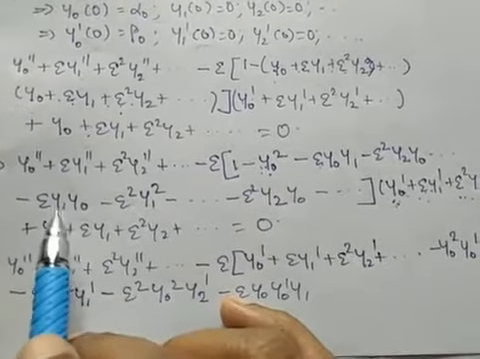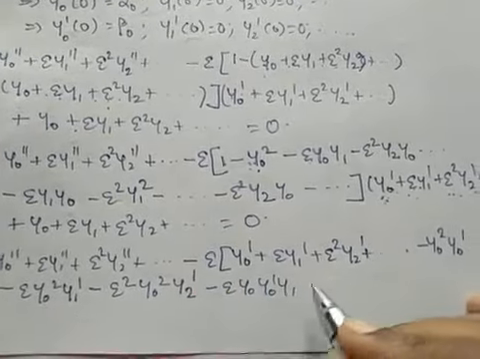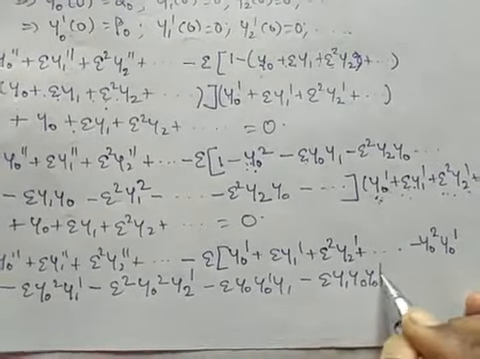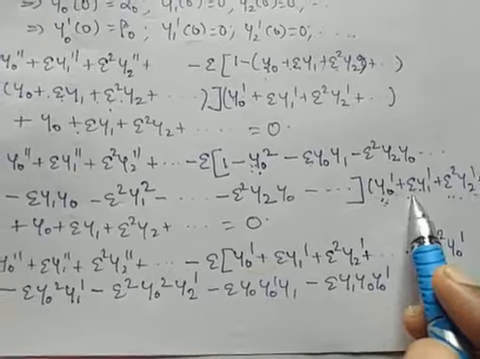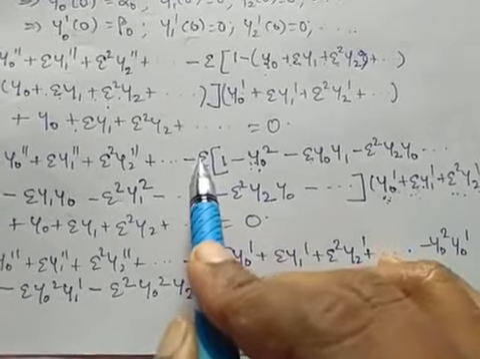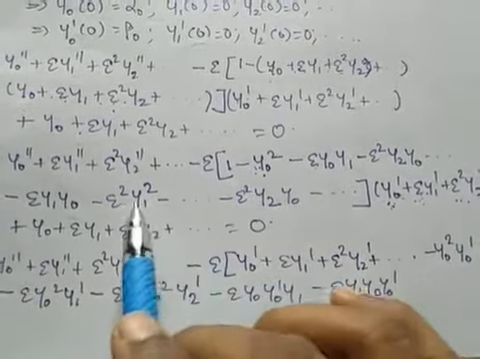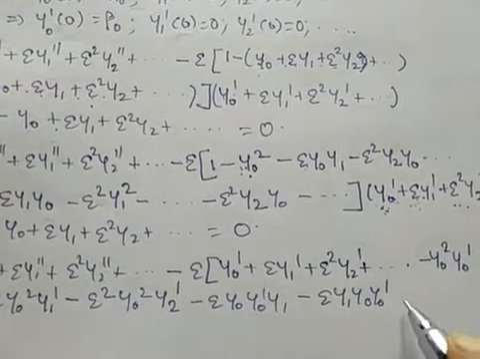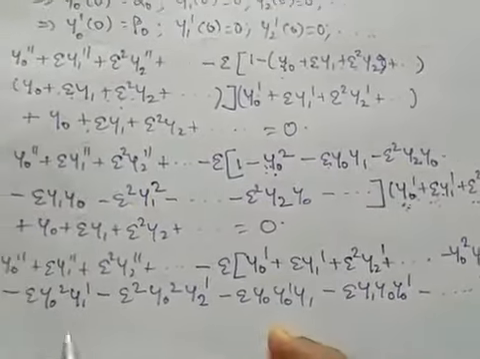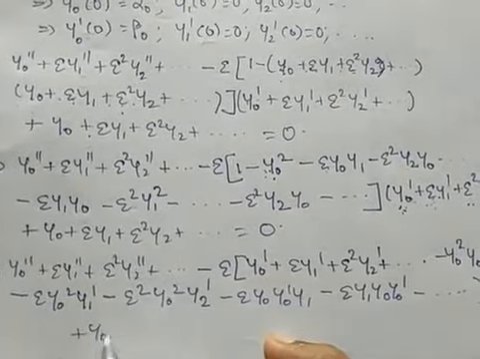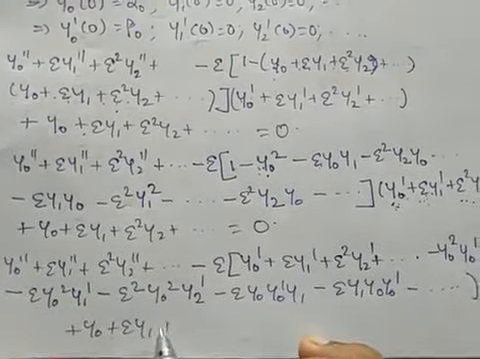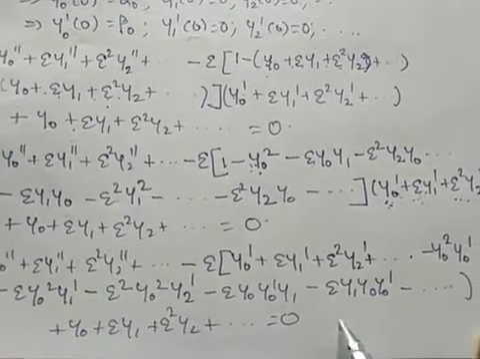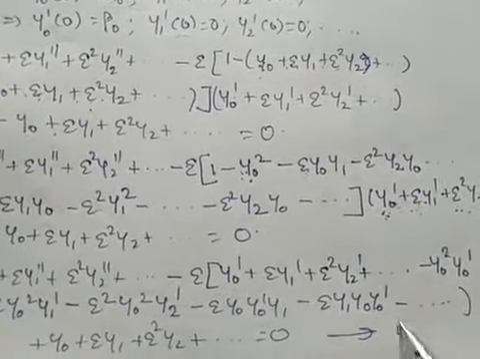Coming to this place, minus epsilon into y1, y0, y0 dash. Epsilon into epsilon will become epsilon square, and then this will become epsilon cube. So all other terms will become higher powers of epsilon. So etc. plus y0 plus epsilon y1 plus epsilon square y2 plus etc. equal to 0. This is our equation.